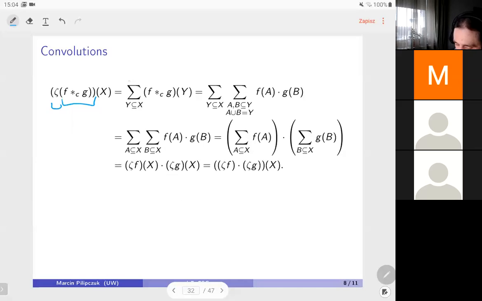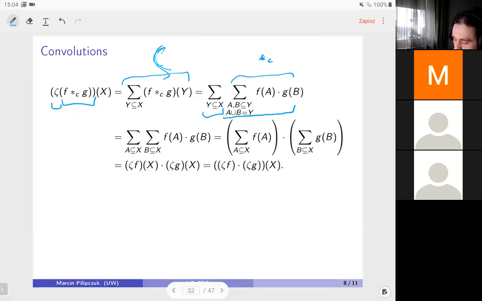Well, this is the definition of zeta. I don't know how to draw zeta. Okay, this is the operation of zeta, there's nothing here. And then we apply the operation of the cover product. This is the definition of the cover product. So we are summing over all subsets, and then we are summing over all ways to cover Y with A and B. Okay, this is the definition of the cover product.